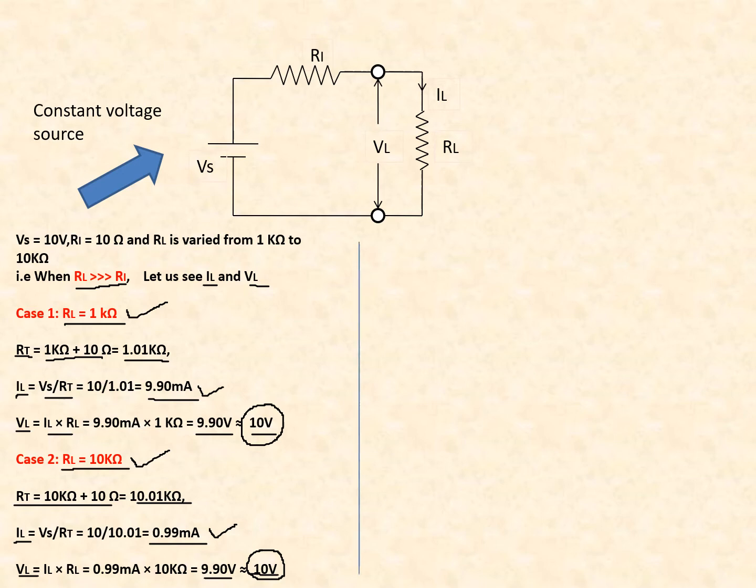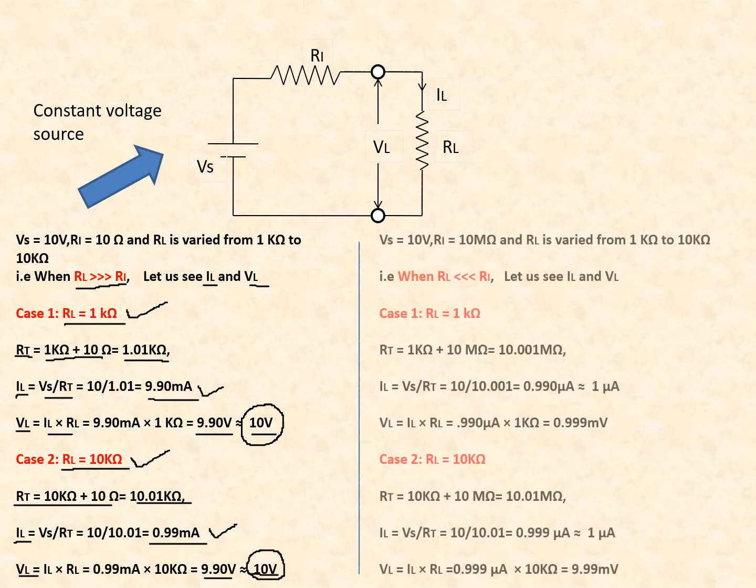Now see the second example. Vs we are keeping as 10 volt. Internal resistance we are making it now 10 mega ohms and RL is varied from 1 kilo ohm to 10 kilo ohms. Now condition is RL is very much less than Ri. Let us see what happens to IL and VL.